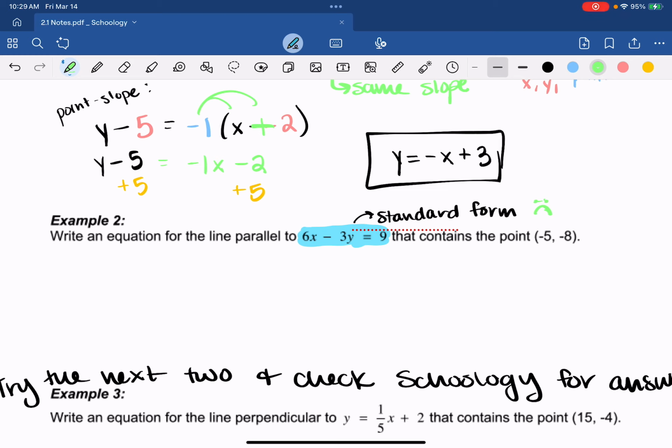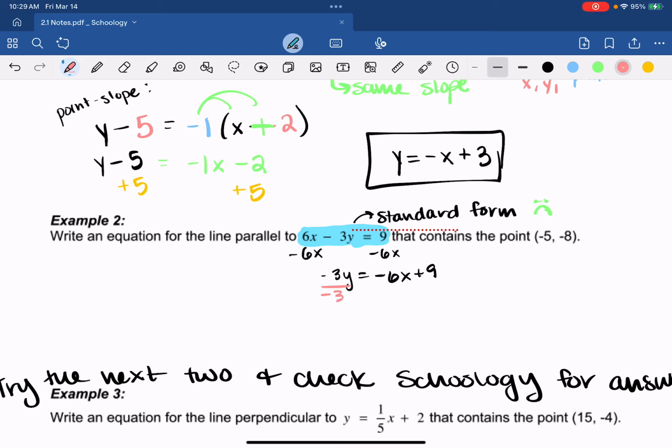So, here we are going to solve for y, right? I'm going to try to get this equation in slope-intercept form, because then I can tell my slope. So I'm trying to get y by itself. So I'm going to subtract 6x from both sides. So I have -3y equals -6x plus 9.